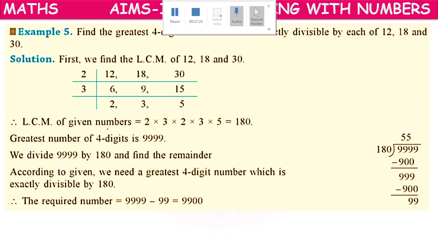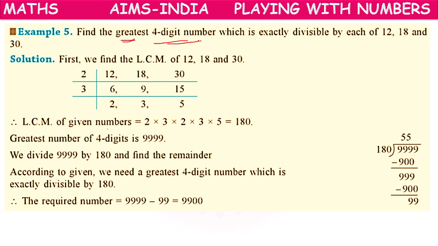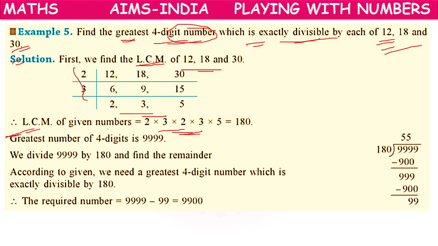One minute. Next. Find the greatest 4-digit number which is exactly divisible by 12, 18, 30. So we have to find the greatest 4-digit number exactly divisible by all these numbers. So first we have to find LCM of 3 numbers. Like this, LCM already we have done in so many examples. LCM, product of common factors which are repeated greatest number of times, and all this we have to multiply, 180.